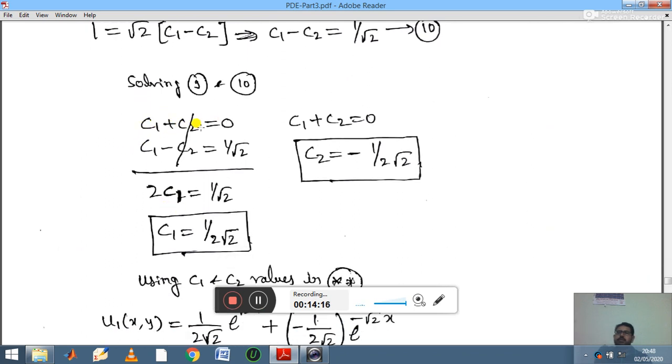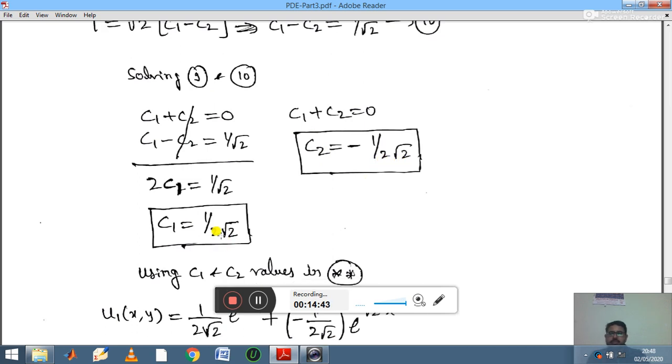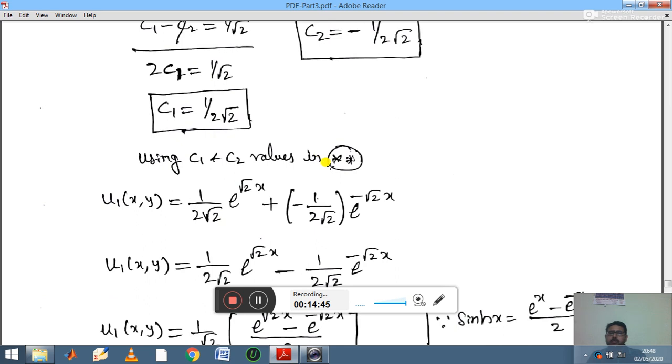Equation 9 is c1 + c2 = 0. Equation 10 is c1 − c2 = 1/√2. So plus c2 minus c2 cancels. If you add them, 2c1 = 1/√2, so the c1 value is 1/(2√2). Use this c1 value in equation 9 to get the c2 value. The c2 value is −1/(2√2). Now use these c1 and c2 values in equation double star.